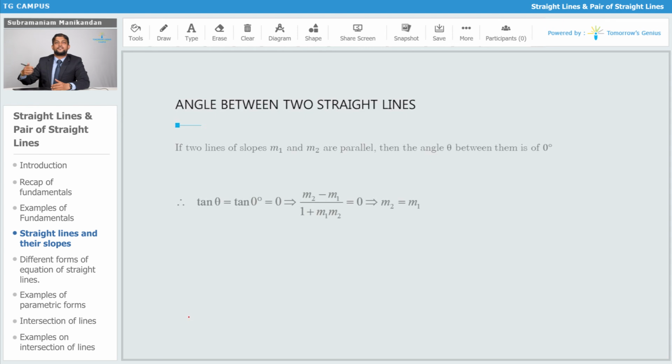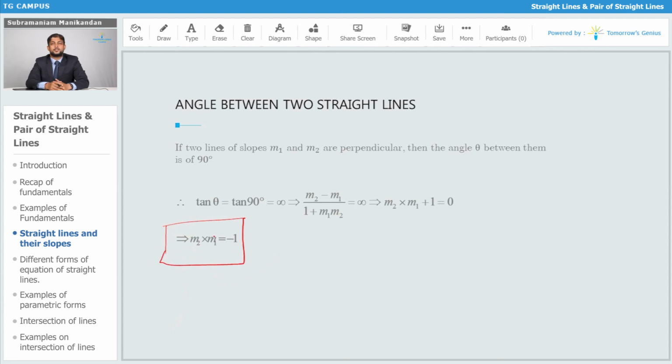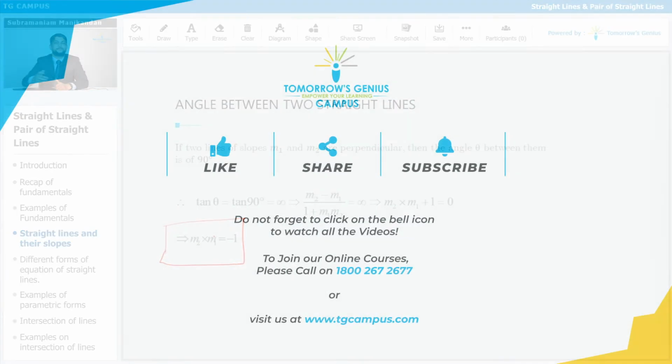In a similar manner, if the two lines are perpendicular to each other, then m2 minus m1 divided by 1 plus m1 m2 equals tan of pi by 2, because the lines are perpendicular to each other. And when they are perpendicular, what happens? The formula for tan has a 0 in the denominator. That is, 1 plus m1 m2 will be equal to 0. And thus we get the condition for two lines with slopes m1 and m2 to be perpendicular as m1 m2 is equal to minus 1. That is, the product of slopes of two lines which are perpendicular to each other is equal to minus 1.